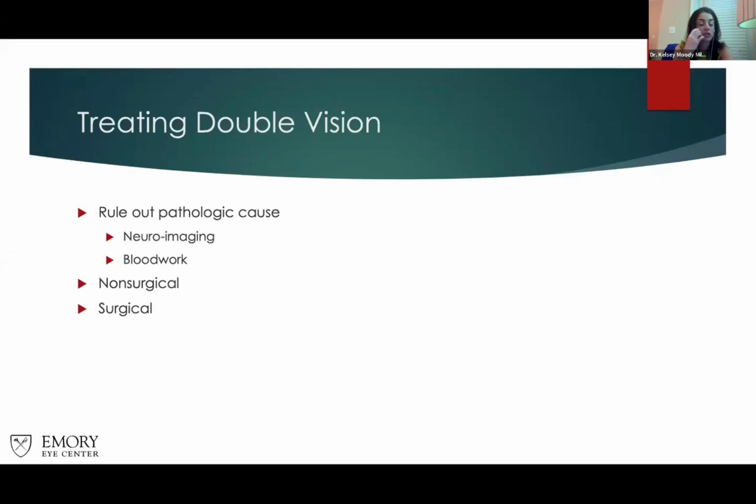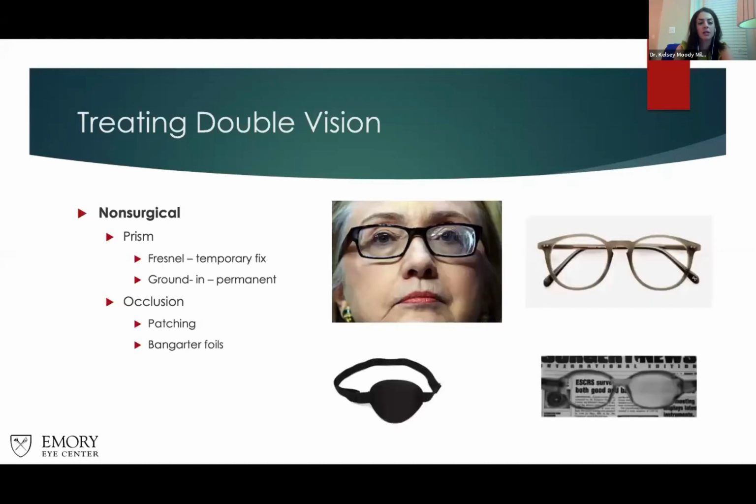And for the point of this discussion today, we're really going to be emphasizing non-surgical causes here. And so when we think about non-surgical causes, this is where we start to think about Prism, not just for measuring the misalignment, but also for treating it. And this can be done in 2 ways. This can be done with Fresnel Prism, which is a temporary fix, although it can be permanent for some patients as well, and ground-in Prism. The other thing that's still important to always consider is occlusion, because that can also be a better option for some people. And this can be your traditional patching or putting on a patient's glasses with what's called a Bangerter foil.